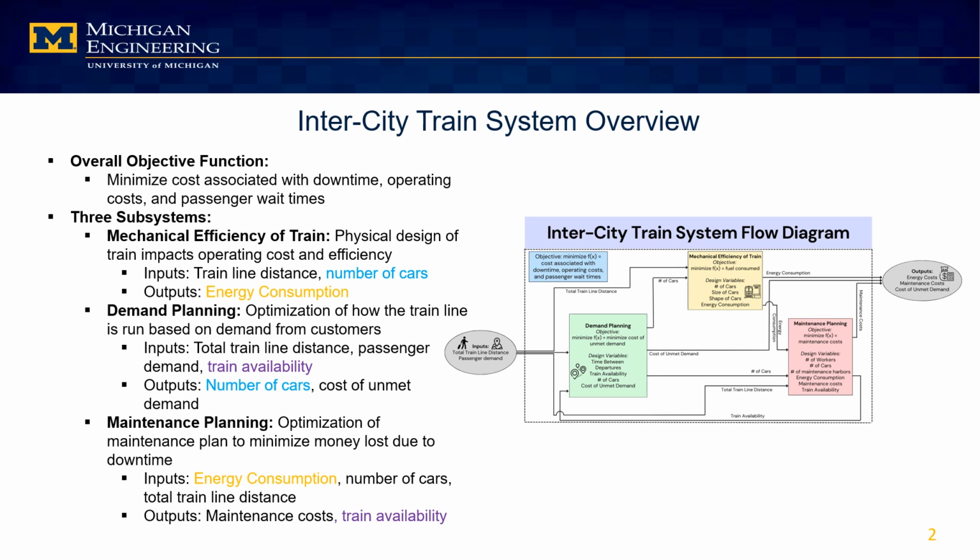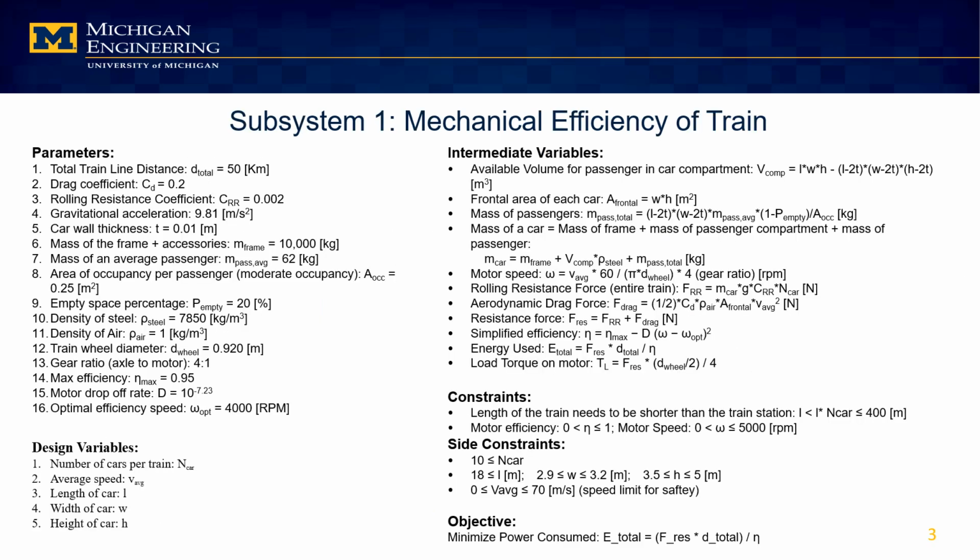These three subsystems work together through shared variables like number of cars, energy consumption, and train availability to synthesize an optimal solution. The first subsystem of our design optimization problem is the mechanical efficiency of the train. We define parameters, variables, constraints, and the objective function.